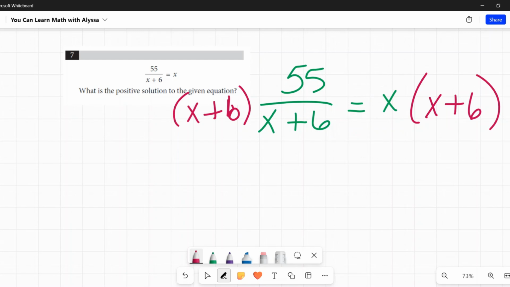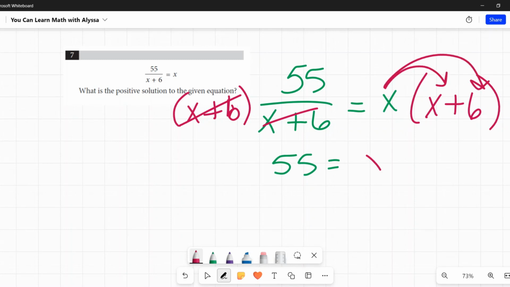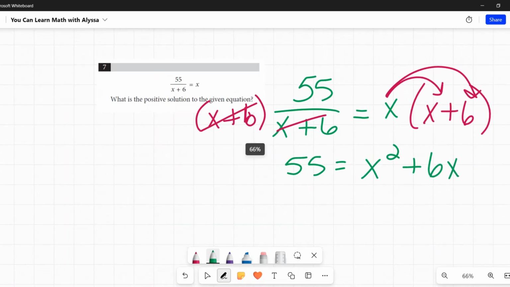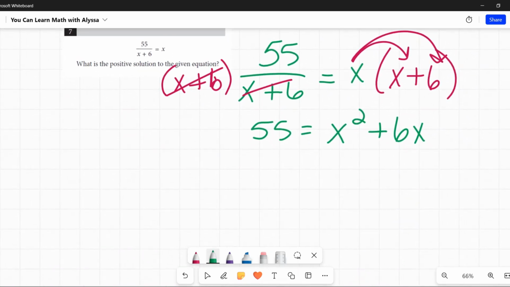Okay, so multiplying by x plus 6 cancels those out. And on the left, I just have 55. On the right-hand side, I'm going to distribute this. X times x is x squared. Let me write that in green to be consistent. And then x times positive 6 is positive 6x. This is very close to being a quadratic. Now, if I want to solve, when I say a quadratic, I mean in the standard form.